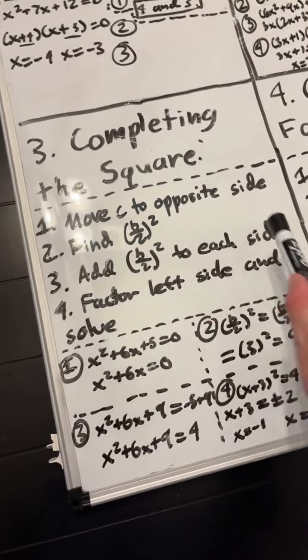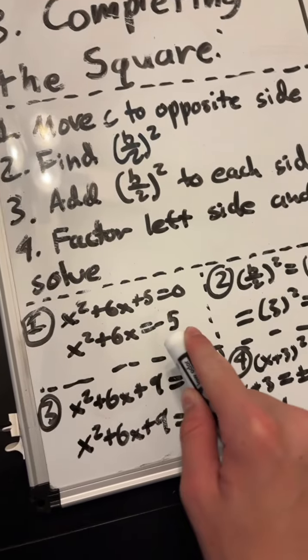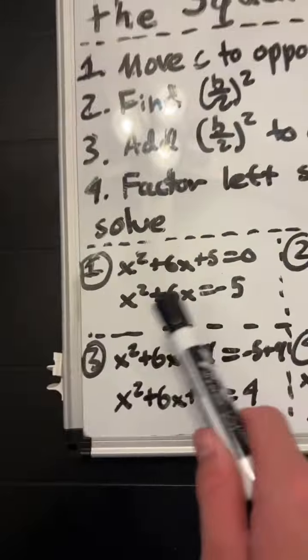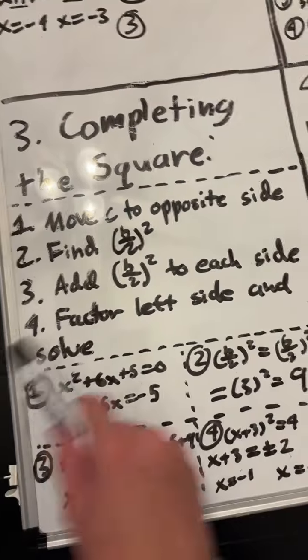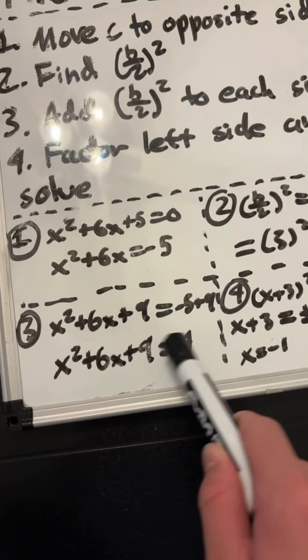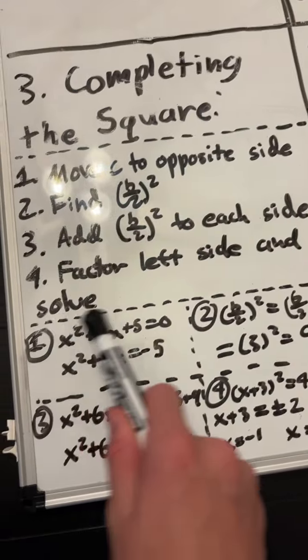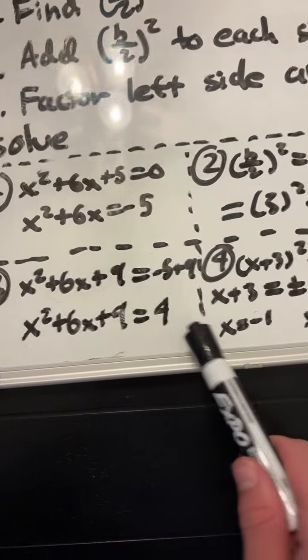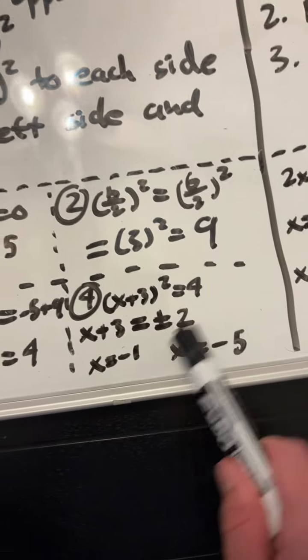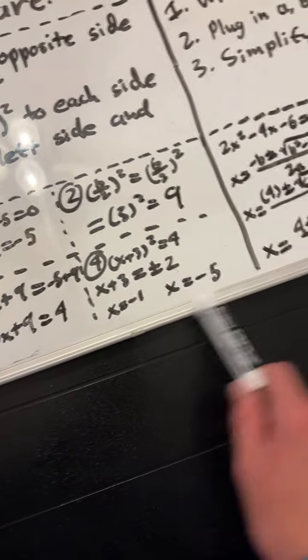First, we have to move c to the opposite side. So you have to move 5 to the other side, making it -5. Then you have to find b over 2 squared. b is 6, so 6 over 2 squared is 9. Third, you have to add this term to each side. So here we added 9 to each side. And then lastly, we have to factor the left side and solve. So x squared plus 6x plus 9 equals 4 can be factored into (x plus 3) squared equals 4. And then using that, we can find that x equals -1 and x equals -5.